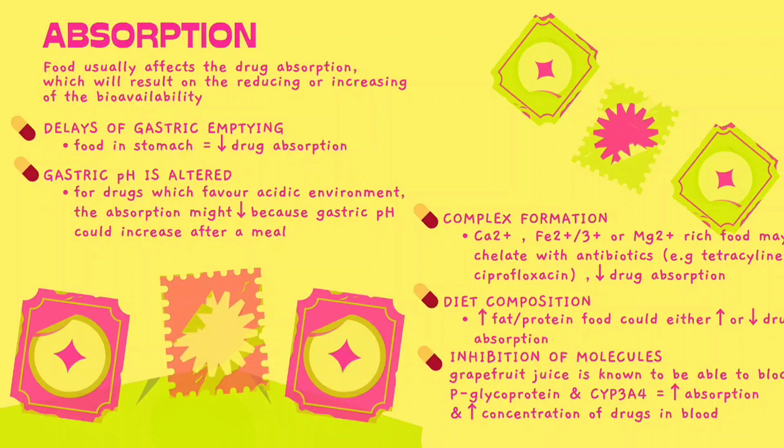The third one is complex formation. Some foods contain calcium, iron, and magnesium, so they may chelate with antibiotics, and this will reduce drug absorption. Fourth, diet composition. High fat or protein food could either increase or reduce drug absorption. And the last point, inhibition of molecules. This is quite well known, but did you know that grapefruit juice is able to block P-glycoprotein and CYP3A4? This will increase absorption and increase the concentration of drugs in the blood.